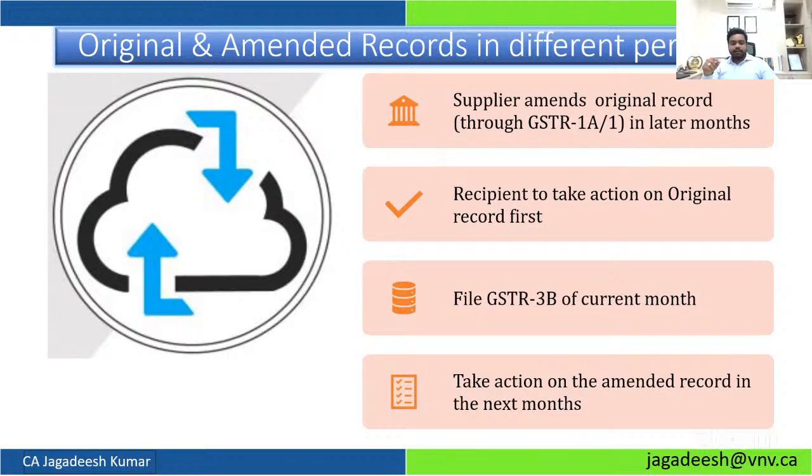So in that case, what you have to do is first take the action on the original invoice in the month of November and file that return. Okay, and then in the subsequent month, that is the December month IMS, you take the action on that amended record. Then only the system will allow you to take the action. Otherwise, the system will not allow you. First, you have to take the action on the original and file the GSTR 3B, and then take the action on the amended record. Hope it is clear.